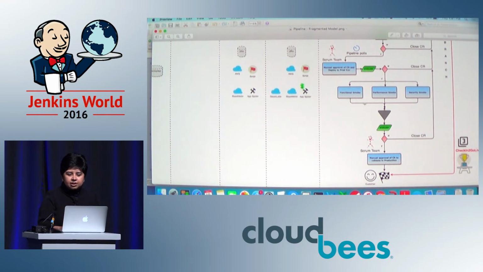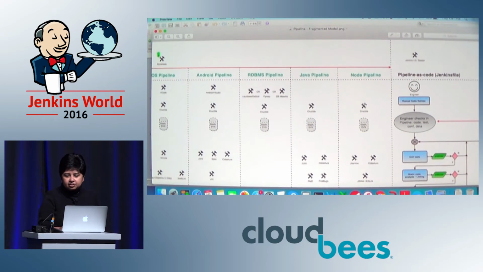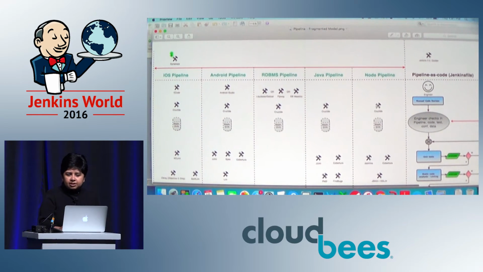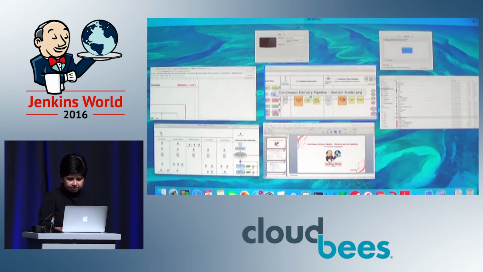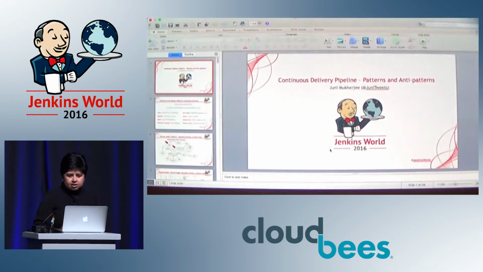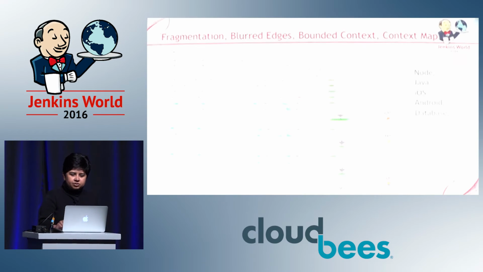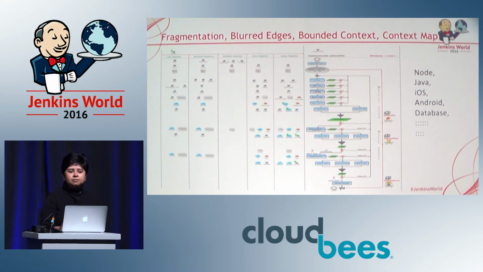So this is what I meant. If you have to allow fragmentation for Node, for Java, for RDBMS, for Android, iOS, and you may have the Rubies and the Perls and the Pythons, that's okay, because you'll see the treatment for each different pipeline can be a little bit different. Going back, so this is where we are. This is where we mean by there's a blur, some of the edges will blur.